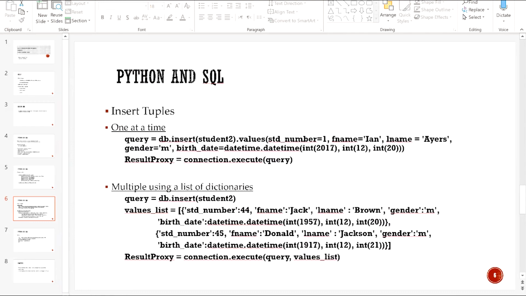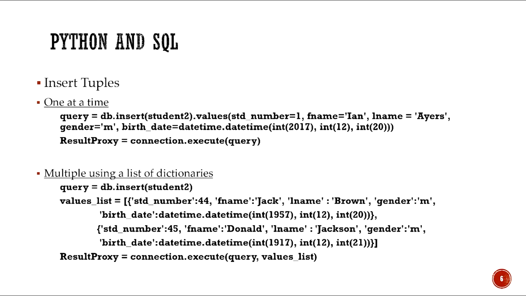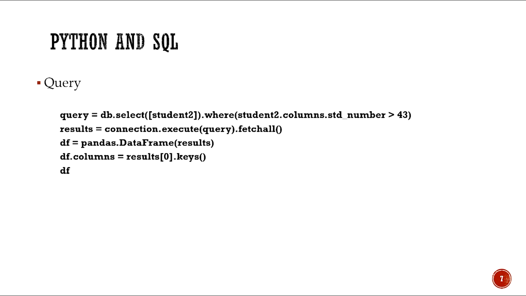So we inserted tuples, and now we can query information. Here you can see one example. Query is another variable equal to the SQL library. Then we get access to select table. We want to select from student 2.